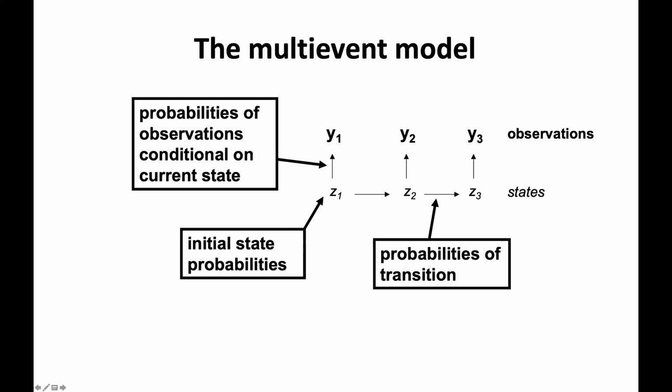Here we have some uncertainty, and then we have the probability of transition that makes the link between the state at one occasion and the state at the next occasion: survival, or survival times some transition process.